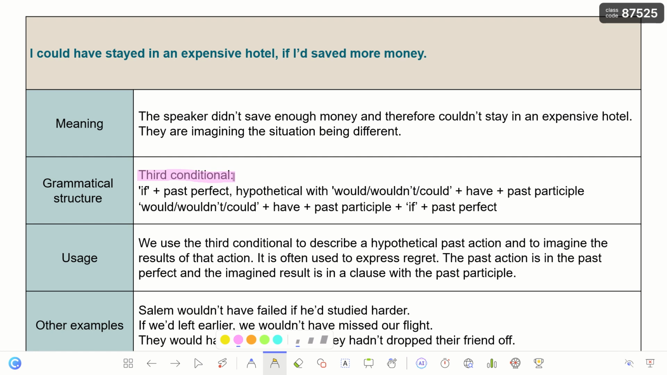Okay, and actually we have four types of conditionals. We have zero conditional, first conditional, second conditional, and this time they are focusing on third conditional. Look at this example. It says, "I could have stayed in an expensive hotel if I had saved more money."